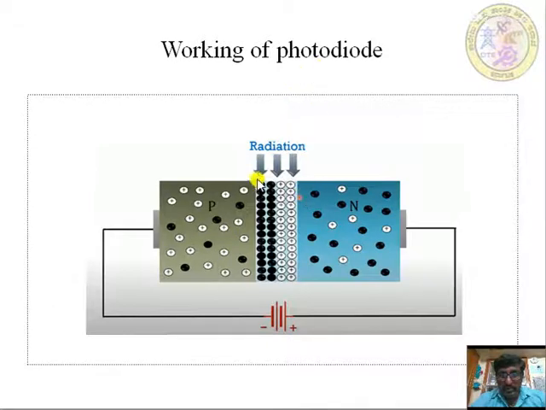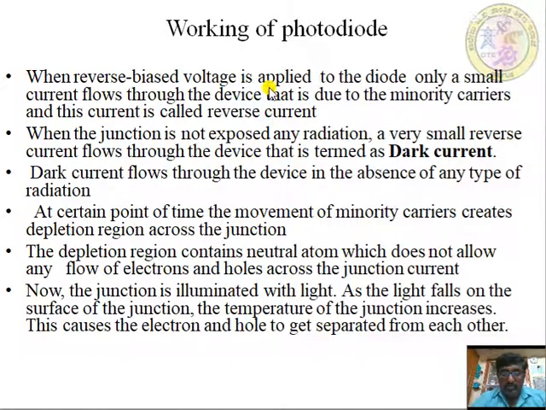It operates in reverse bias condition where the radiation takes place. In the depletion region, the radiation is absorbed, which converts light into an electric current. How does a photodiode work? When reverse bias voltage is applied to a diode, only a small current flows through the device, due to the minority carriers, and this current is called the reverse current.